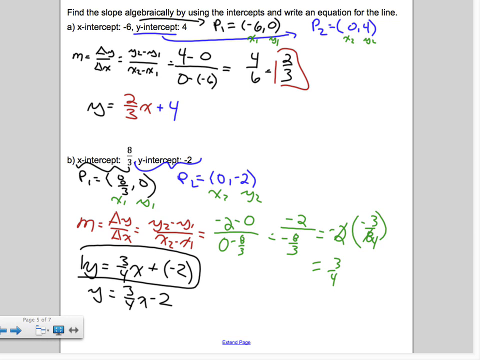Questions on this one? Okay, so I want to go through this next example pretty quickly. It's kind of confusing.